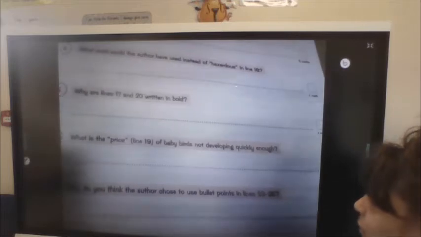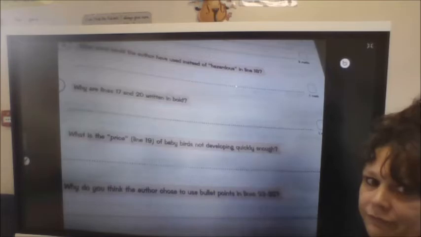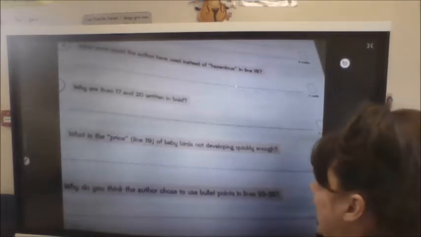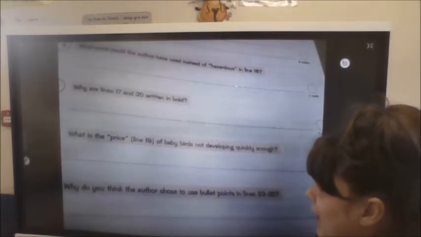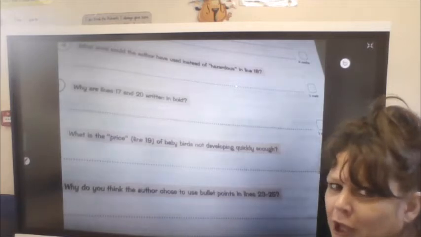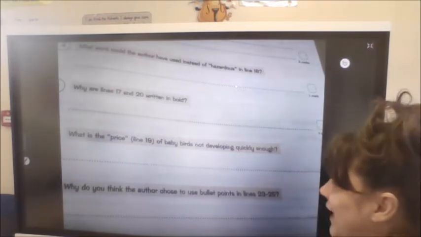And then what is the price of baby birds not developing quickly enough, in line 19? So we talked about that when we were having a look at the text. So the price, you might want to go back a little bit in the video and see what we said.